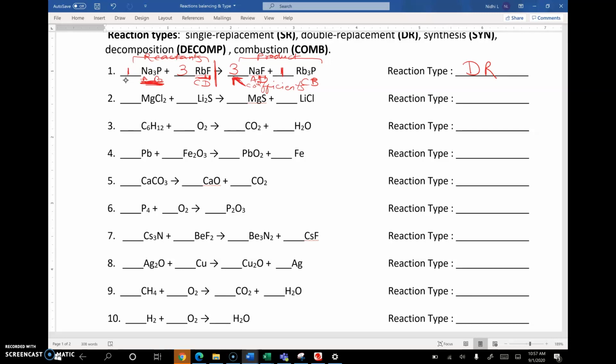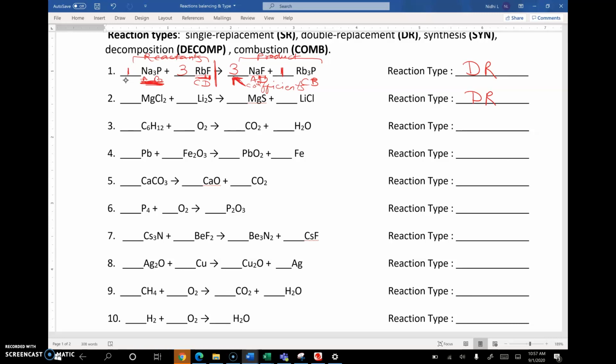Let's do the next one. The next one is also double replacement. The other trick that I told students was if you have 4 elements in the equation on the left and 4 on the right side, it's going to be double replacement. So you have sodium is 1, phosphorus is 2, rubidium is 3, and fluorine is 4. And that's a double replacement.